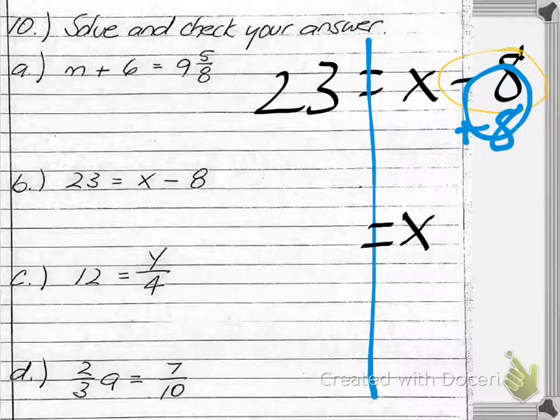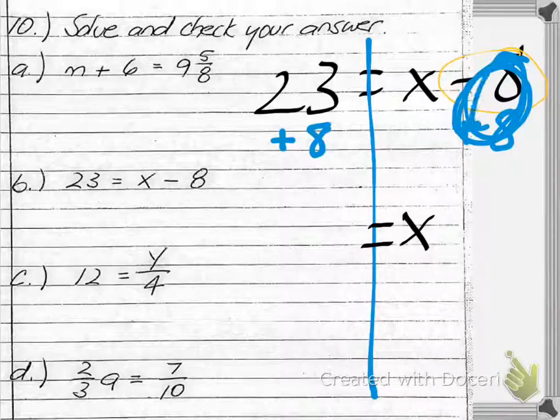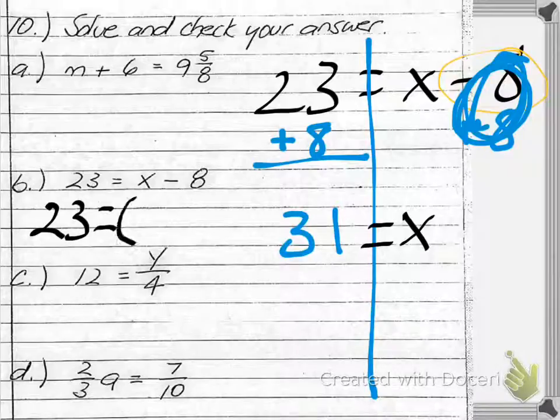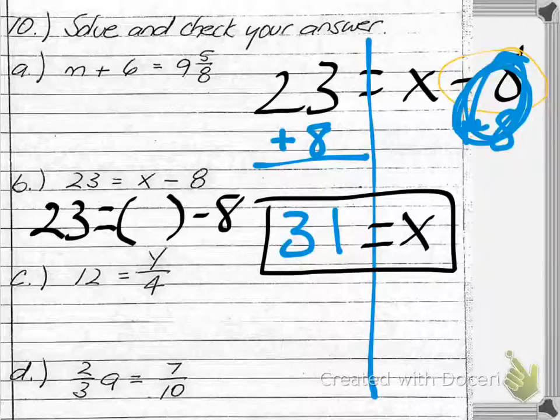And if you put the plus 8 there, to keep it equal, this side has to have the exact same thing, the plus 8. So now, this side we canceled, just to our x, which is what we wanted, and then we do 23 plus 8, which is 31. Now to check that, 23 equals, parentheses for our x, minus 8, and we said that x was 31. So 31 minus 8 does equal 23, so it checks out.